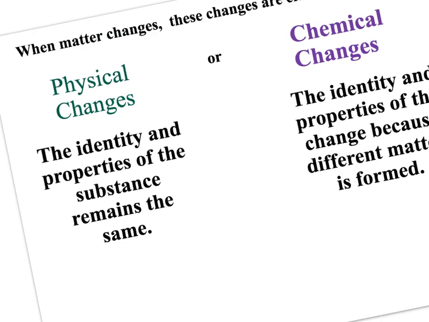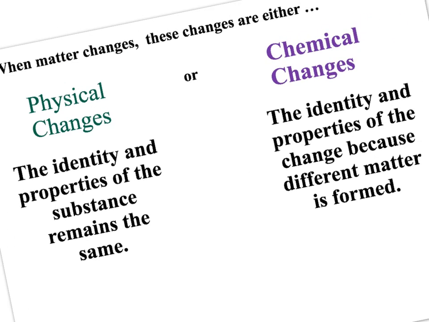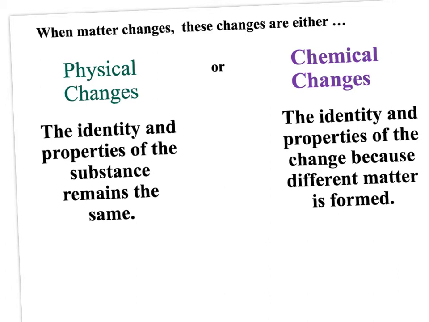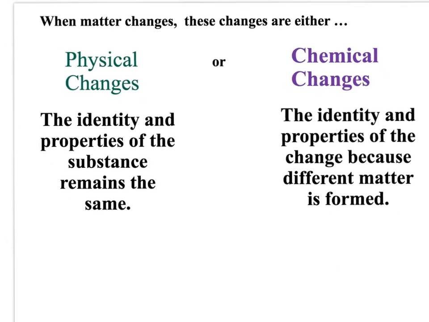If I take that same piece of paper, though, and burn it, that paper isn't paper anymore. It's undergoing a chemical change because the identity of that piece of paper as paper is going to change. It no longer is paper. In a chemical change, the actual identity of the substance and the properties or characteristics change, but in a physical change, the identity remains the same.